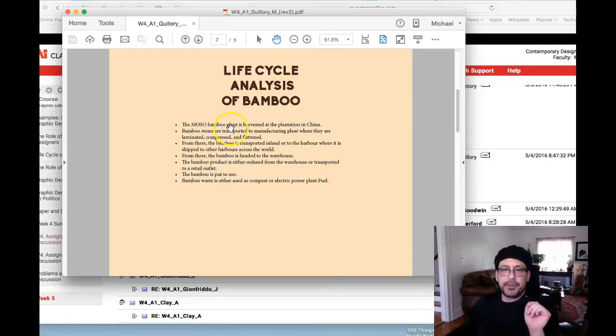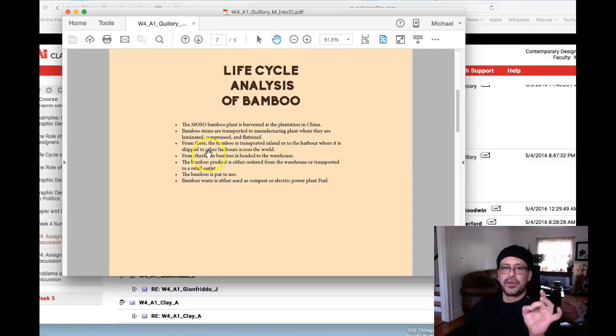Okay, so for a life cycle analysis, you would do this. You're saying that it's harvested in a plantation in China. So we need to know, and then you say the stems are transported to a manufacturing plant, but how and where? Remember that little video at the beginning of this week's course resource materials, when it showed how it goes to market, how it gets produced, how it's transported, et cetera? So we can really get a good idea of the analysis of how this works.